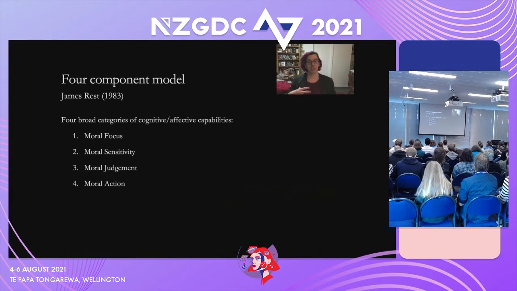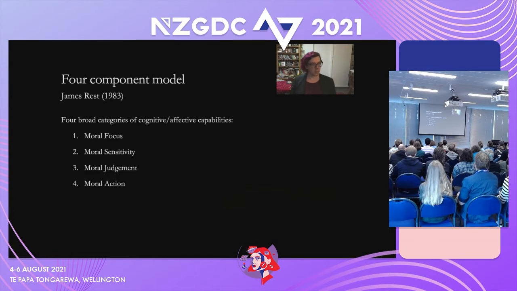Finally, we need to put that decision into action, and so moral action is our ability to put that moral judgment into effect. Moral action involves more than just making the choice. It might require courage or persistence or social negotiation or a number of other skills that are necessary in order to take your moral decision and put it into action in the world.